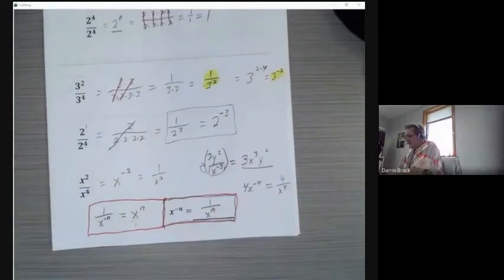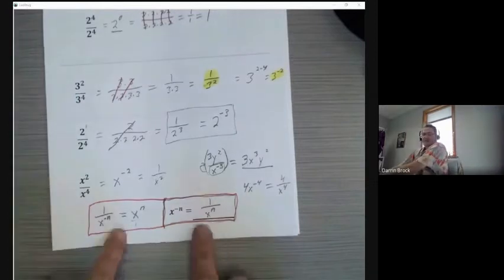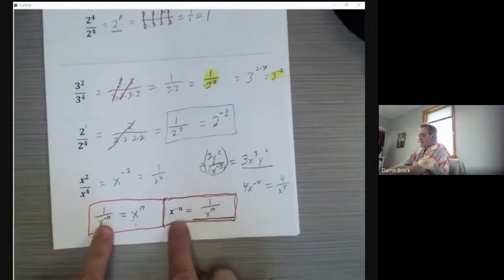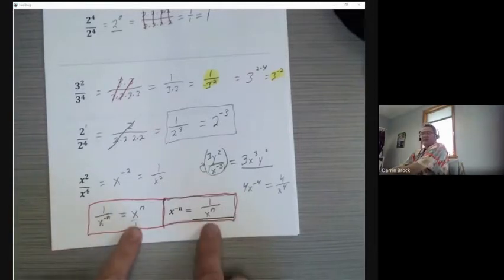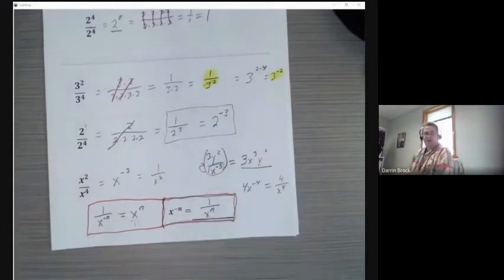Either way, it's the same principle. It just depends on if it's already in the numerator or already in the denominator, and what we are doing with it to make it positive. And that's the type of thing you might be looking at in there.